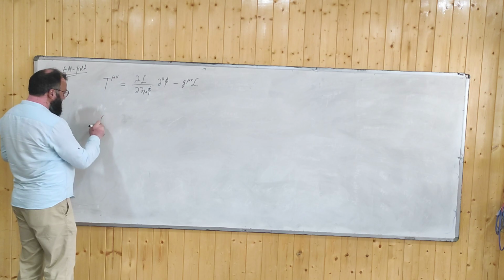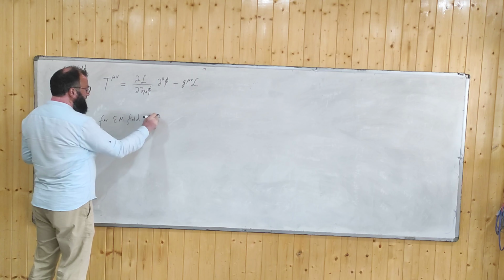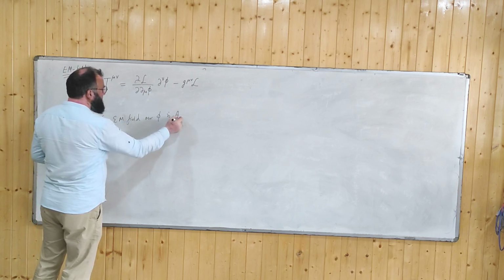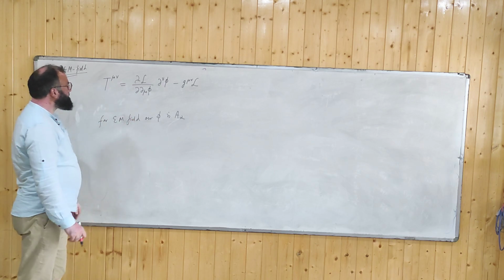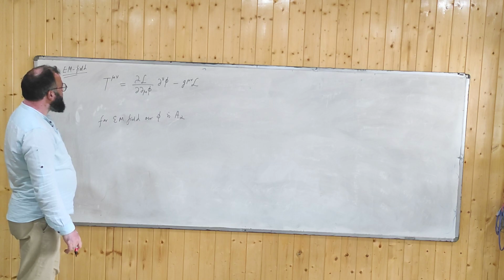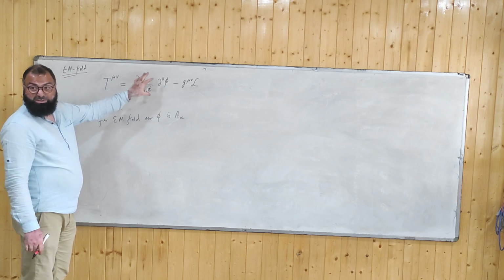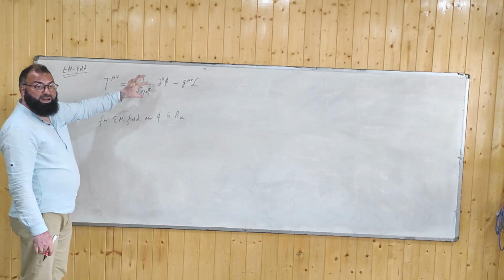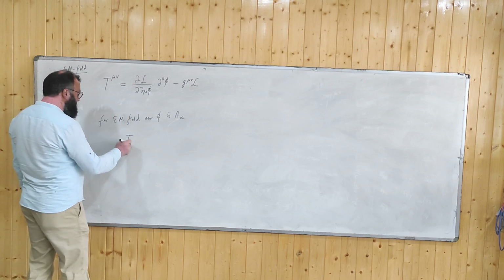Anybody? So for the EM field, our phi is simply A alpha. So it's simply A. What I need to figure out is this very object. Is that true? I need to figure out this object. So is there any error? Okay, so no, let's write T mu nu.